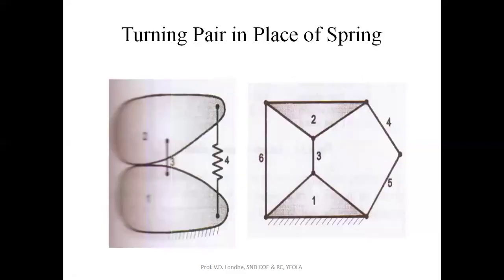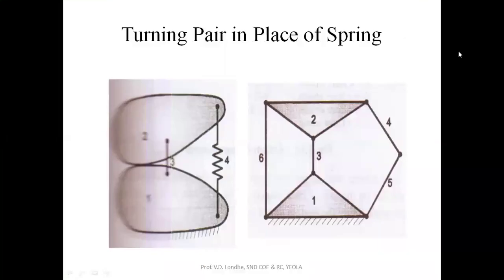Next is given what? Now for this case, turning pair in place of spring. So if you now see here, this is link number 1, this is link number 2, and links 1 and 2 are attached by link number 4 as well as by link number 3. So now this spring is nothing but something having some elasticity. So if you try to move link number 1 and 2 away from each other, then the spring will try to stretch. But when you release the force, these two links 1 and 2 will again come to their original position. So now in this case, the spring is replaced by a turning pair.